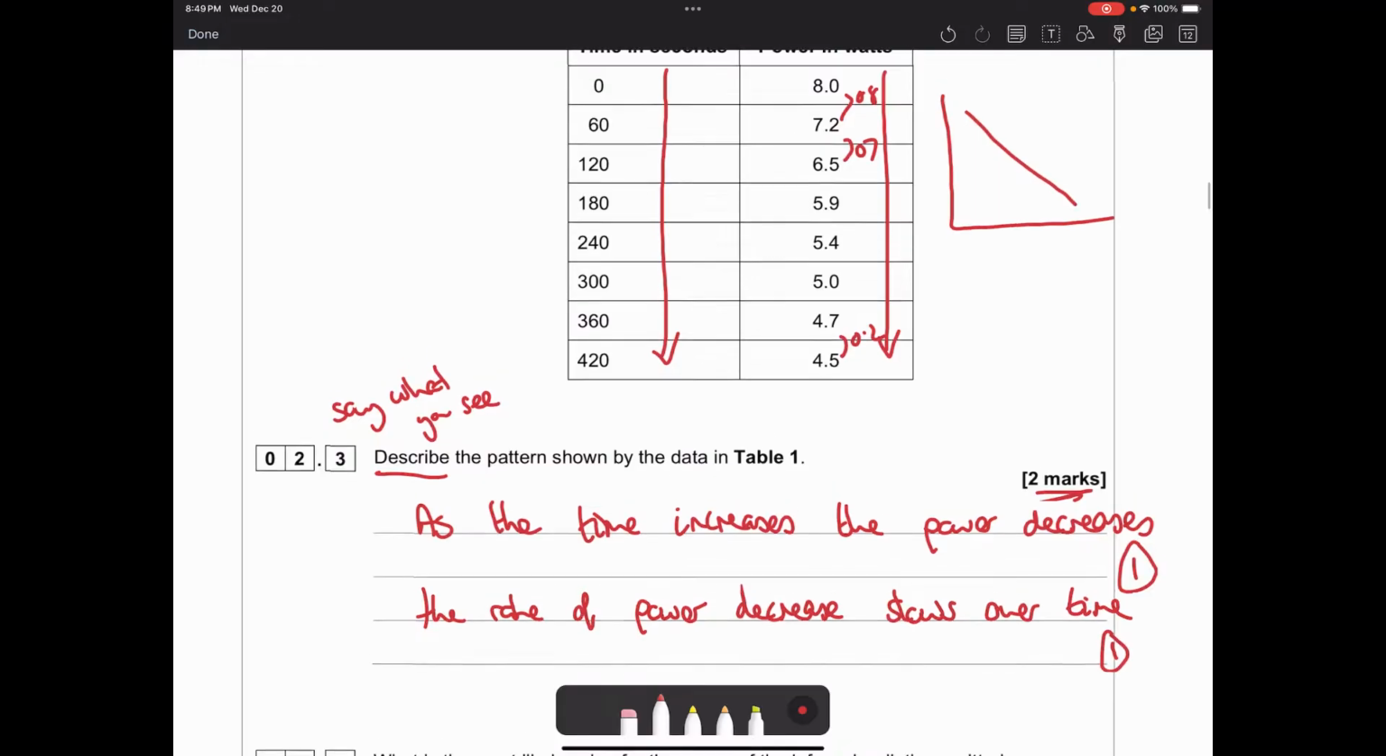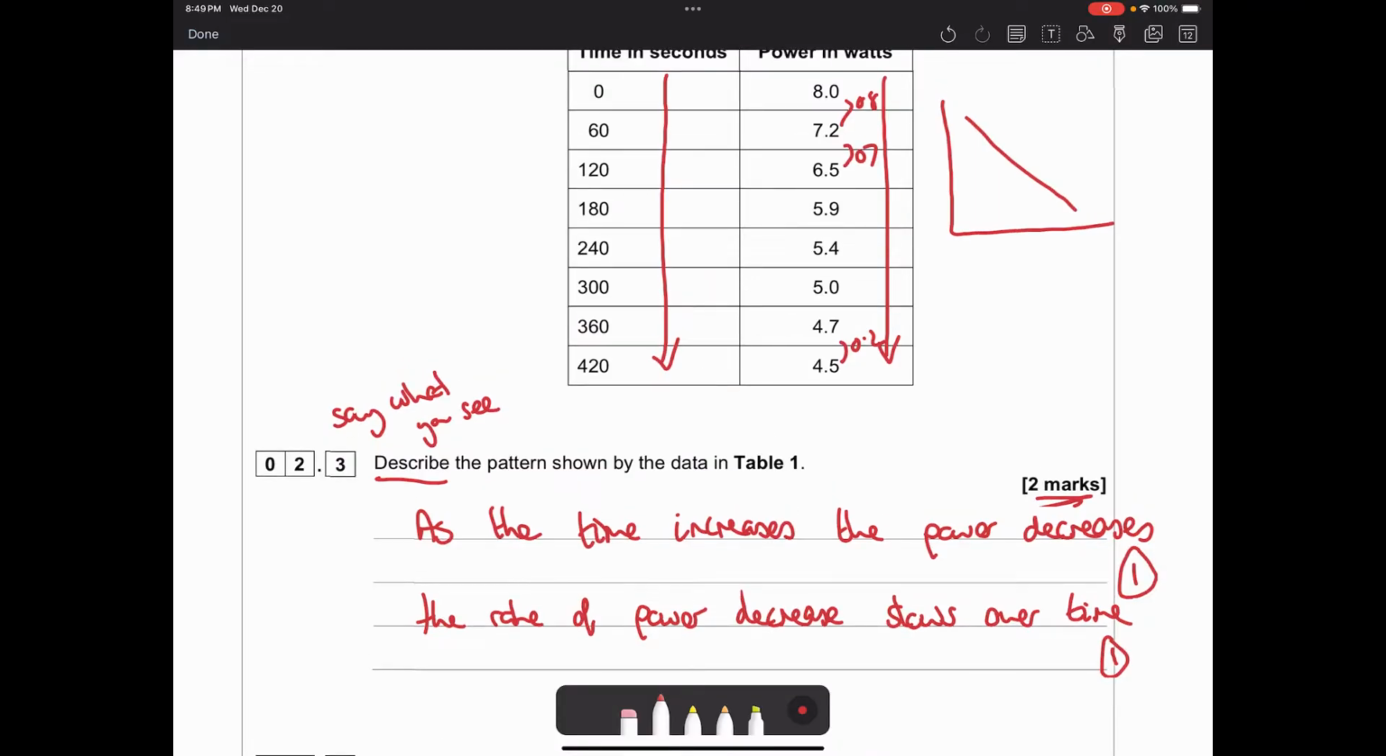Okay, or every 60 seconds you can see the rate is decreasing, and you could quote some values from it. It's gone from 0.8 to 0.7.